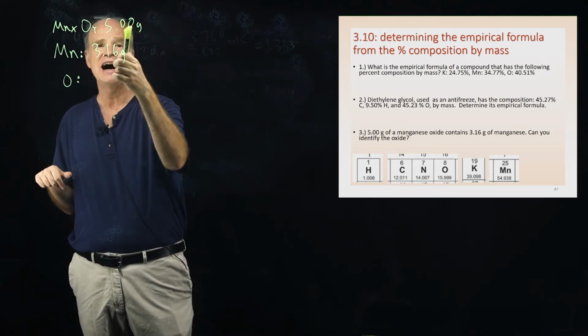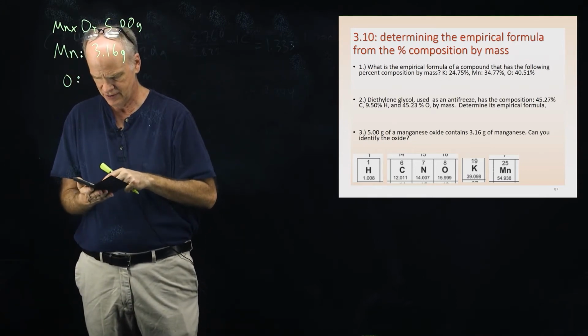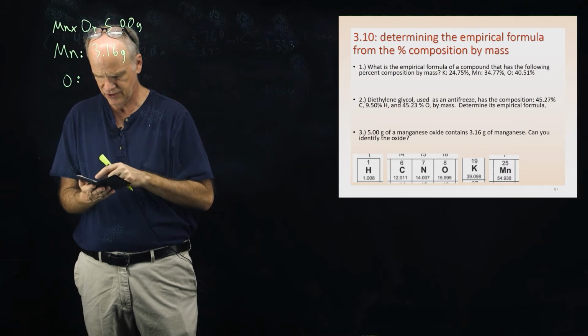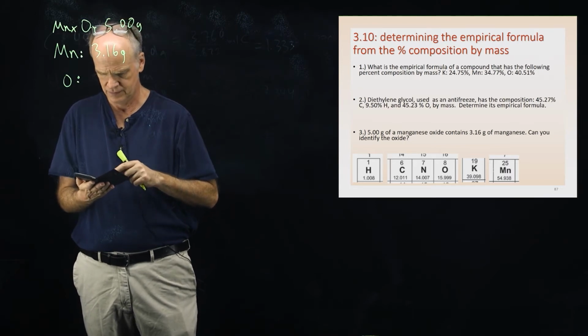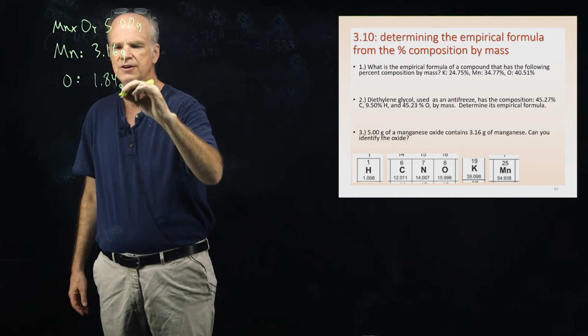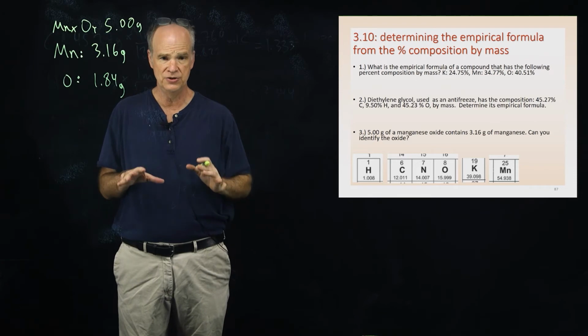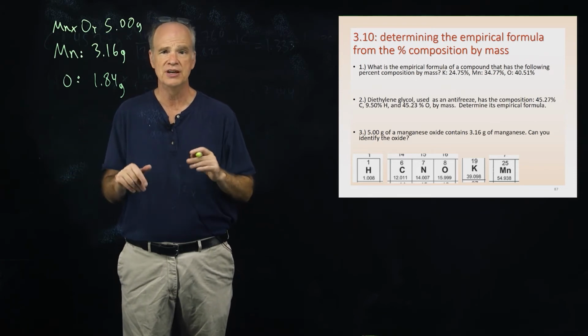Should have said manganese oxide mass. Okay, so 5 minus 3.16 is 1.84 grams of oxygen. Now at this point, what we've been doing before, we can do again to get an empirical formula. So let's go ahead and try this.